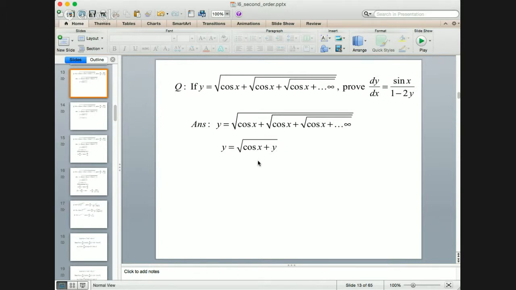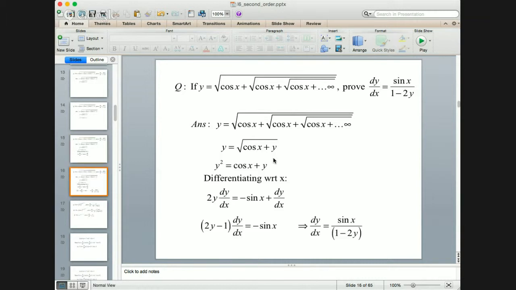Choice is yours completely. You may differentiate it as the function is right now, but you also have the freedom of squaring both the sides and rewriting the function as y squared is equal to cos x plus y. And now when you find the derivative of both the sides with respect to x, you would get 2y dy by dx is equal to negative sin x plus dy by dx. And then it's just a matter of simplifying, and you get your final answer as derivative of y with respect to x to be sin x by 1 minus 2 times of y. Right? So that's a very simple one.